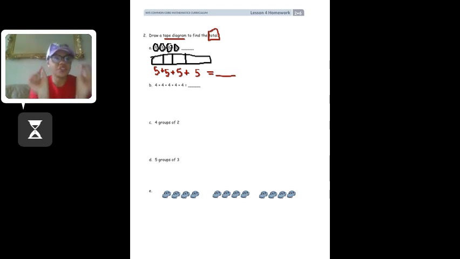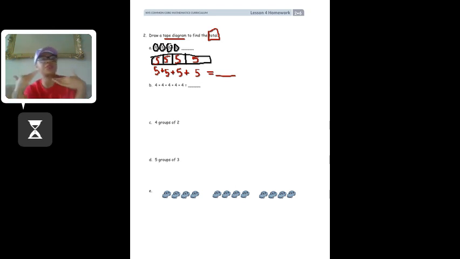So what goes in that first square at the top? 5. That's right, because we have 5 in our first equal size group. Then what goes in the next one? 5 again. That's right. And then what goes in our next one? 5. That's right. And then what goes in our last equal sized square? 5. So we made our tape diagram, and that's what number 2 told us. We said we have to draw a tape diagram to find the total. Now let's find the total.